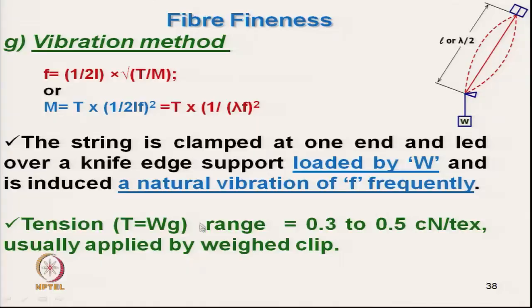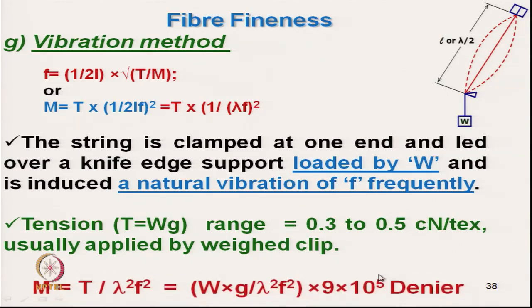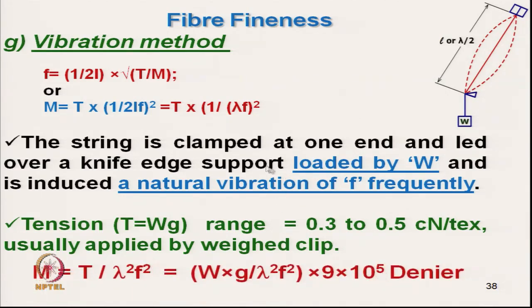That is why that frequency is the natural frequency. The tension T equal to Wg is in the range between 0.3 to 0.5 centinewton per tex. That is the tension we have to apply here, and we can convert this mass per unit length into denier by simply multiplying by 9 multiplied by 10 to the power 5. This is the direct way we can measure the denier of the fiber.